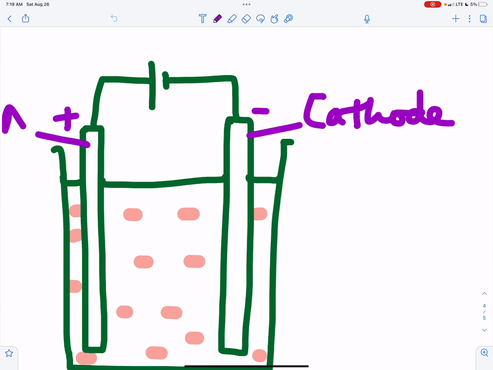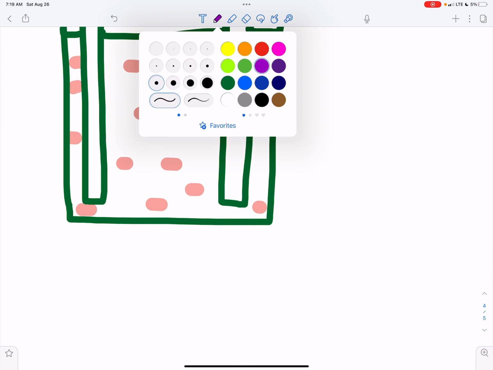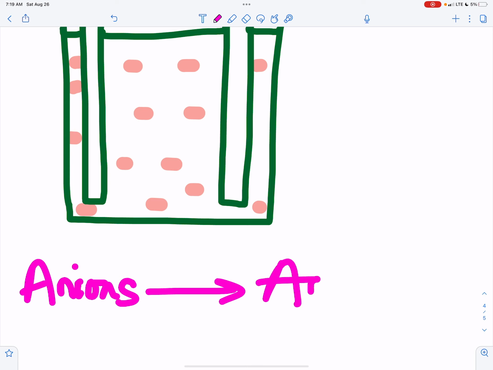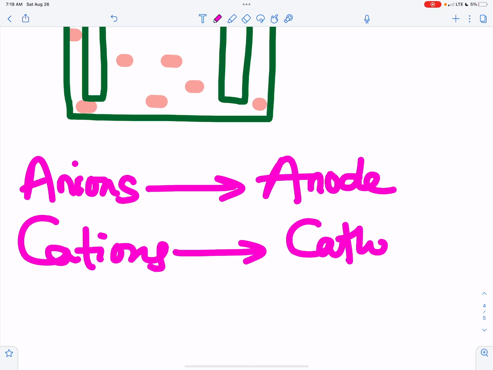Okay, let's continue. This is called the cathode here. This is called the anode. So there's a short trick that we always use in electrolysis. Anions drift towards the anode. Take note of that concept. And cations drift towards the cathode. Anions drift towards the anode and cations drift towards the cathode.